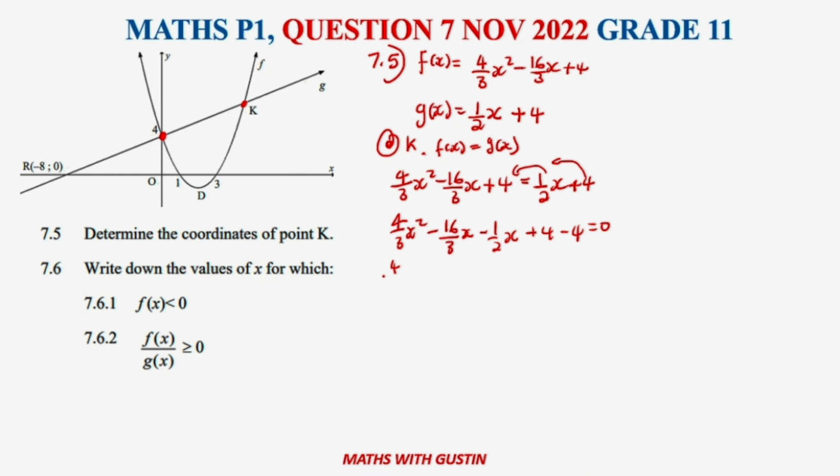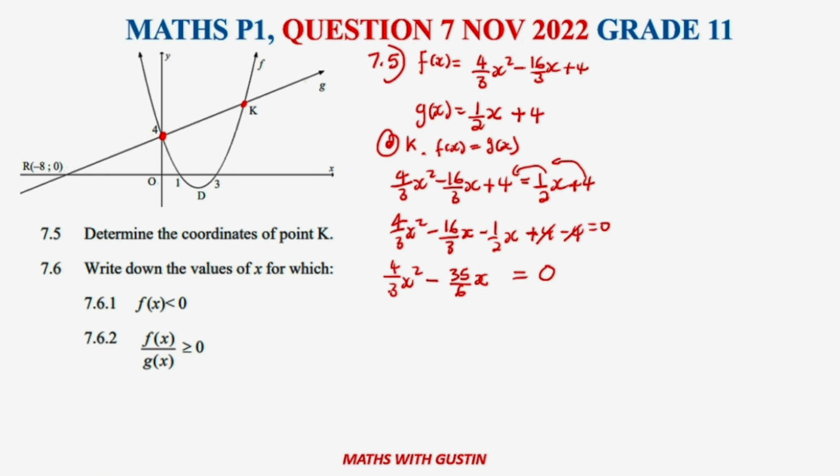Okay, 4 over 3 x squared. When we subtract the two fractions here, 16 over 3 minus half is going to give us 35 over 6. You can put this directly into your calculator to make life easy for yourself, because now your calculator can deal with this one. Minus 4 plus 4 equals 0.